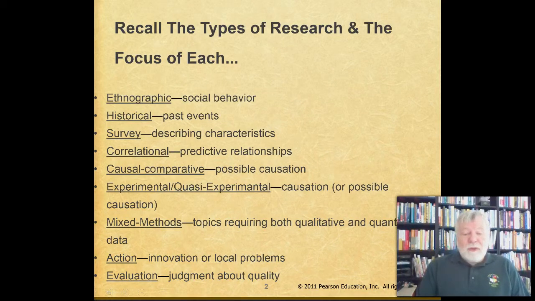Experimental and quasi-experimental research looks for causation or possible causation. Mixed methods research involves both quantitative and qualitative research. These are becoming more and more common in the field of educational research, where we are realizing that we are working with human beings, and therefore research has to take into consideration the individualized developmental levels of participants in the studies. We cannot automatically reduce children into averages and numbers.